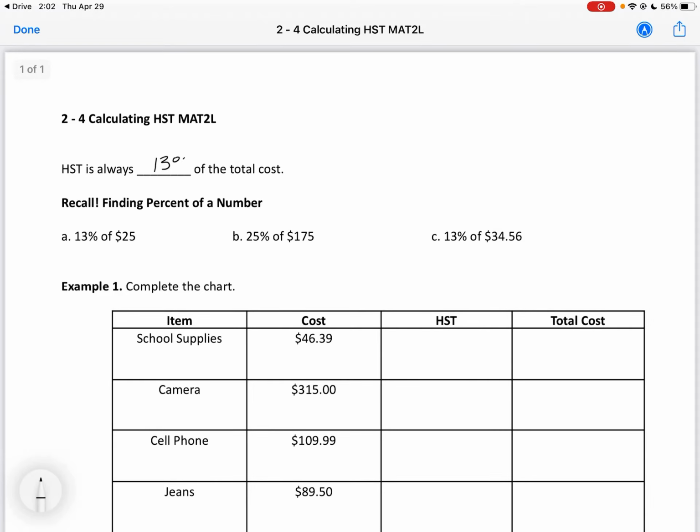So HST is always going to be 13% of the total cost. And this video is going to go over how to calculate HST. So let's review finding the percent of a number.